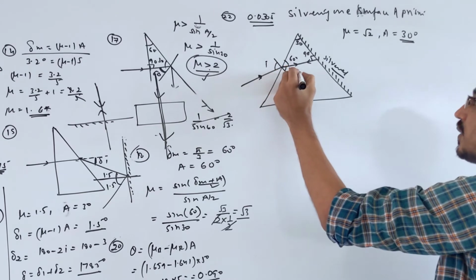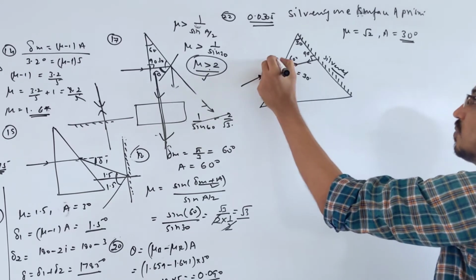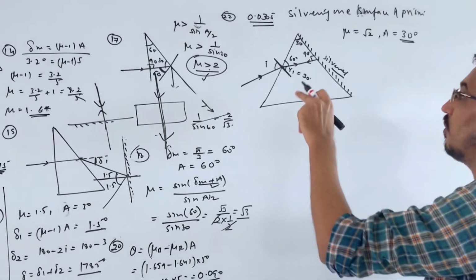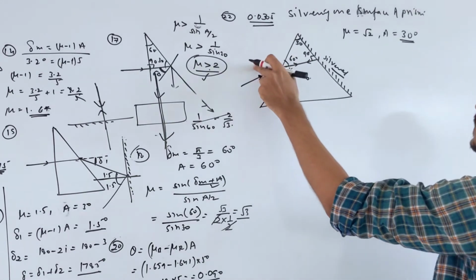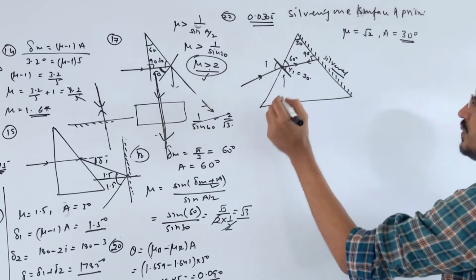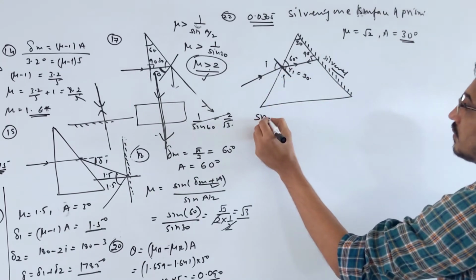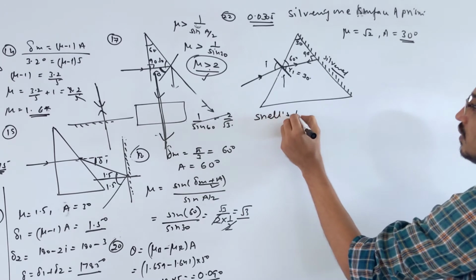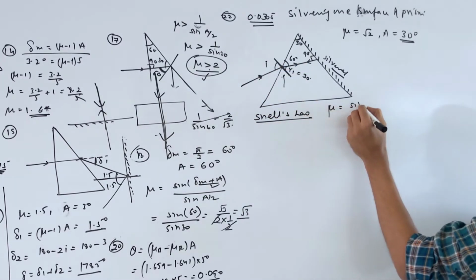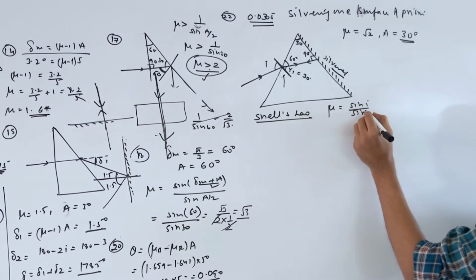So this angle of reflection we can find as 30 degrees, since it is the normal: 90 minus 60 is 30. So the angle of refraction we know here. The angle of incidence we have to calculate, and mu is given. So we write Snell's law at this surface. So mu is equal to sine I by sine R1.